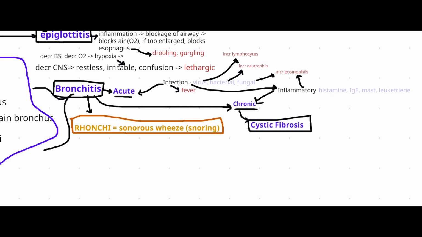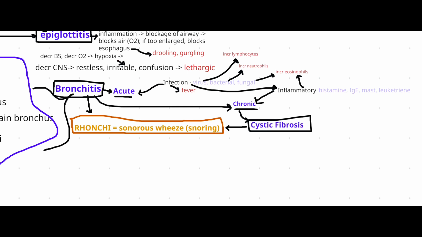And then as we go down, the sound will change. The characteristic of the sound will change because the airway is going to get narrower and narrower. So we'll talk more about that later on. So if there's cystic fibrosis, meaning there are secretions in the main bronchi or in the primary, secondary bronchi, we're going to hear rhonchi.